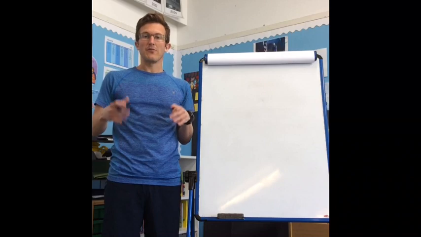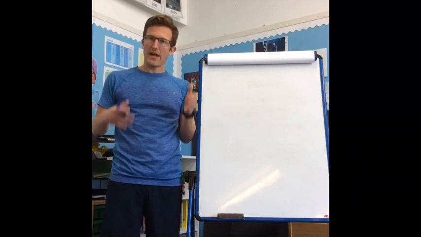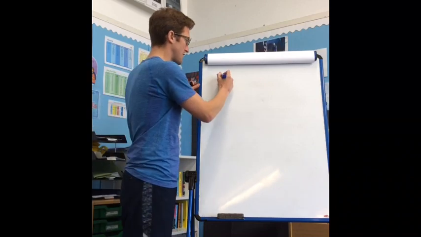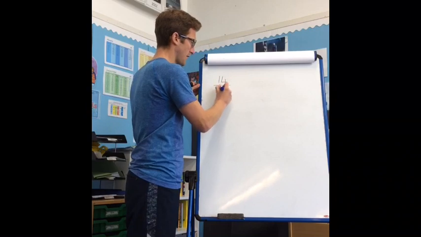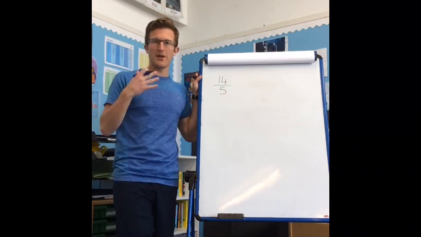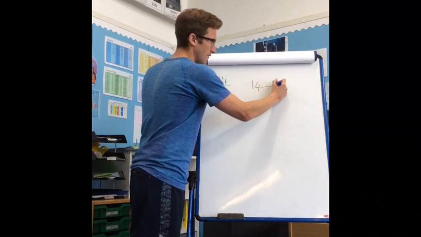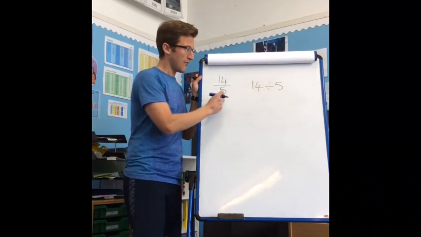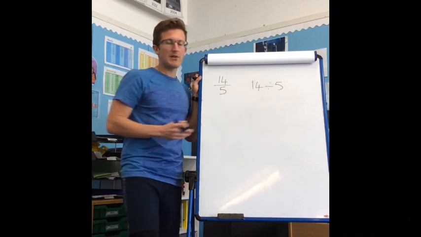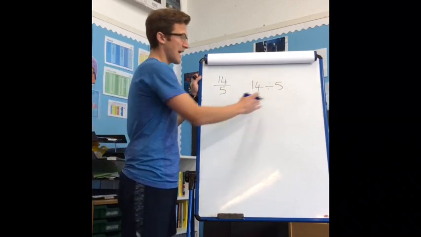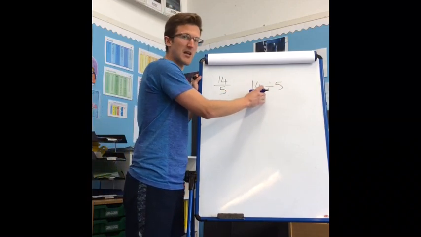Okay, so the second method will be using your multiplication and division facts. We'll start with the same improper fraction, which is 14 fifths. This can actually be turned into a number calculation to help you out, and the calculation is 14 divided by 5. Your 5 times table is going to be really important here. And the question you're asking is, how many groups of 5 can I make out of 14?